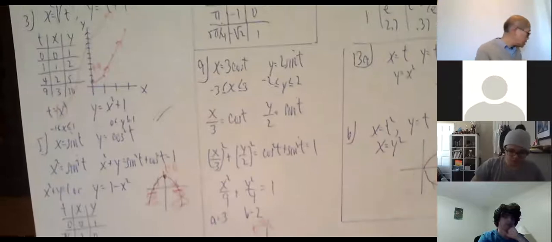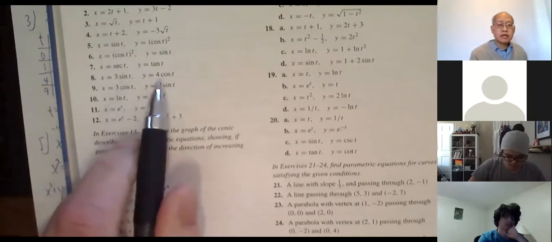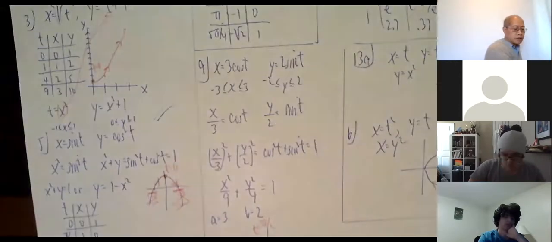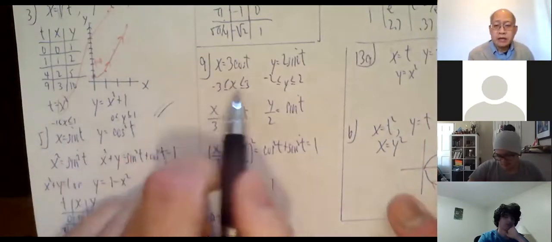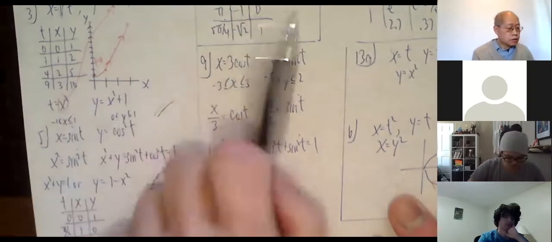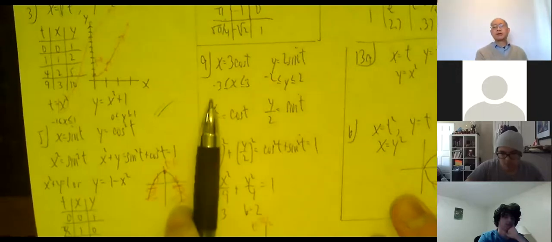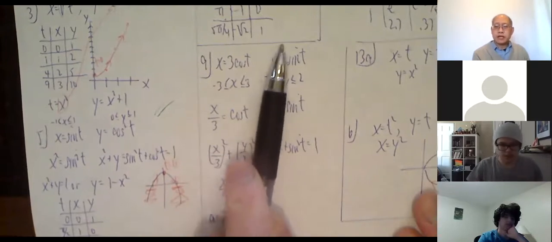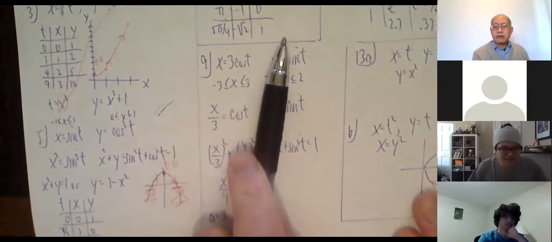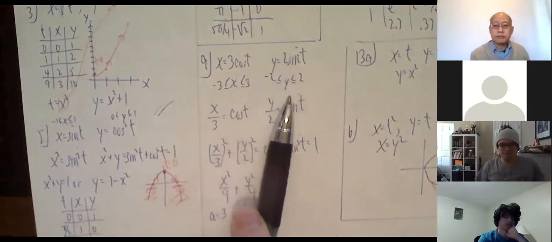Okay, number 9 also has sine and cosine. X equals 3 cosine t, y equals 2 sine t. All right, so automatically, why do I put this down? Okay, cosine is between -1 and 1. If I take a number between -1 and 1 and multiply it by 3, I now have a number between -3 and 3. Likewise, y equals 2 sine t. Sine gives me a number between -1 and 1. Multiply by 2, now I have something between -2 and 2.